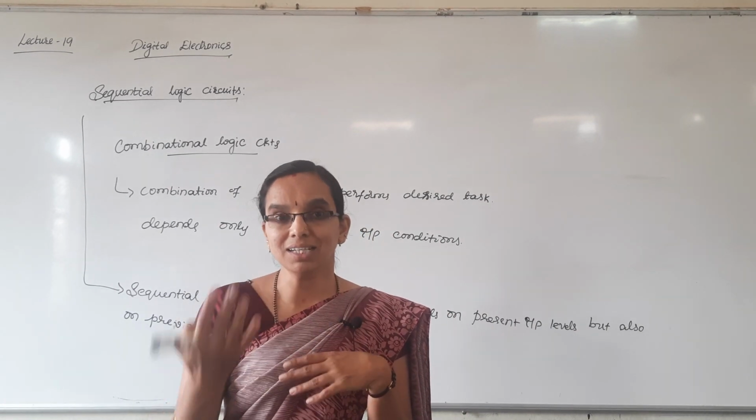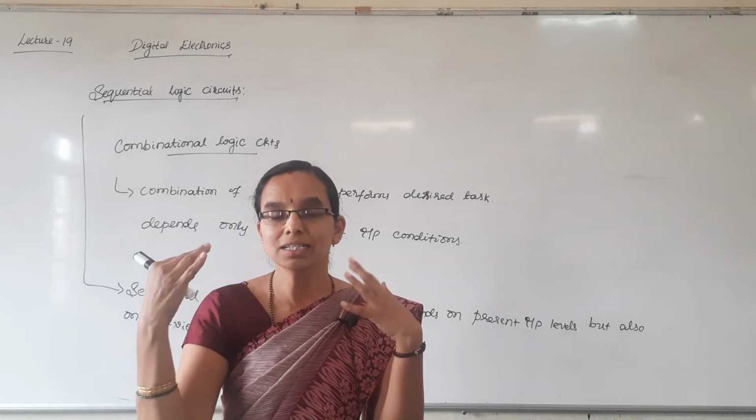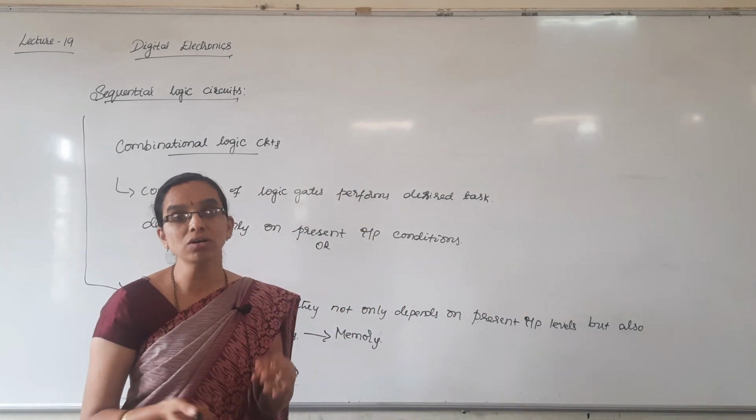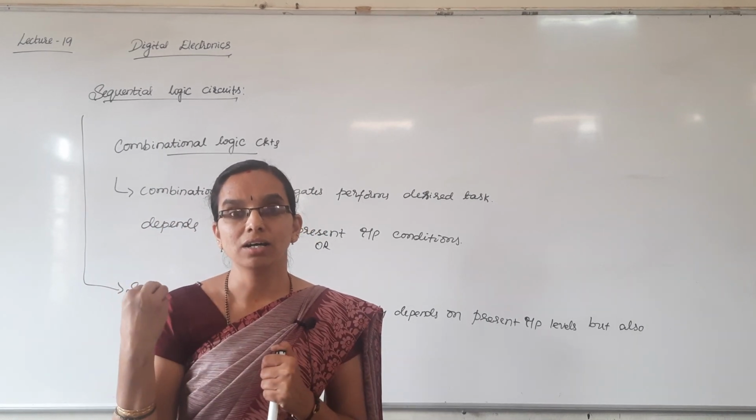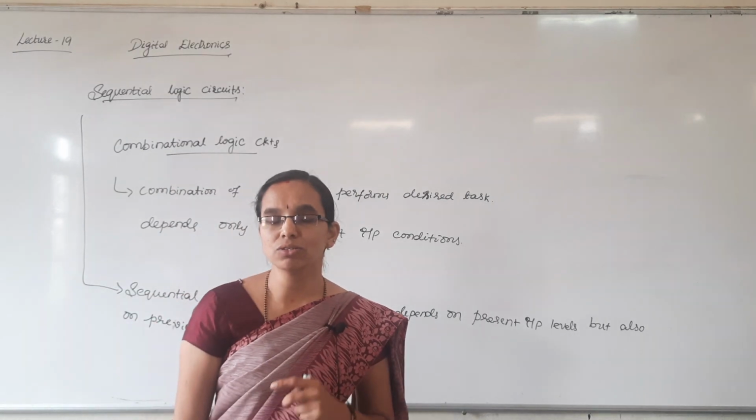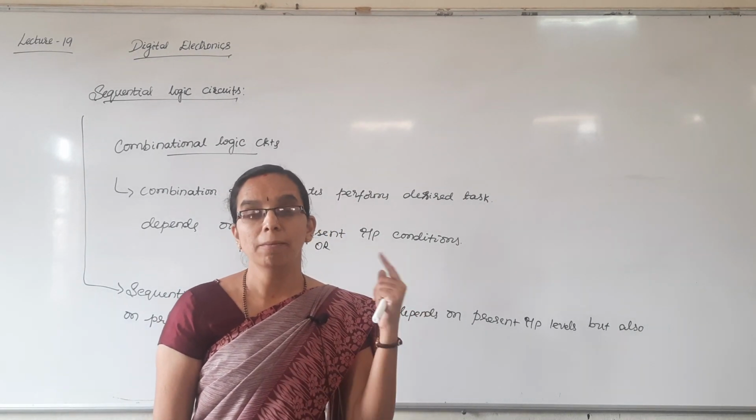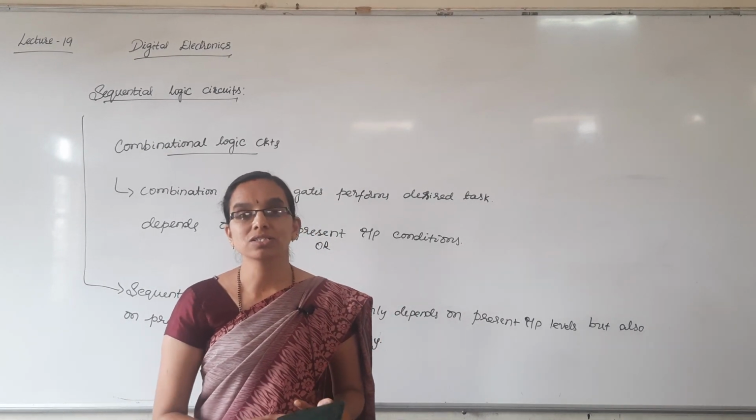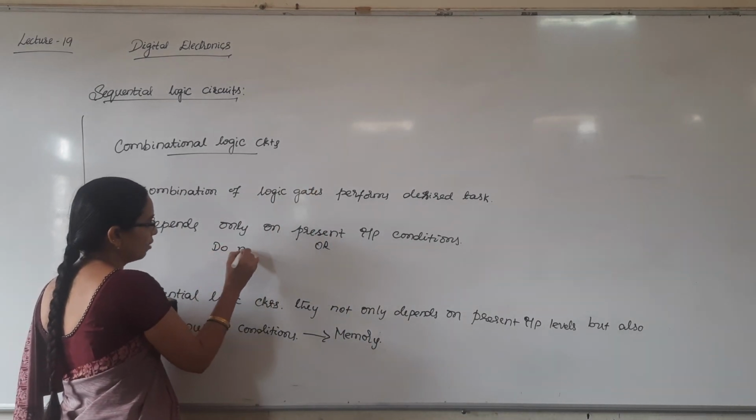For example, I will teach here, you will remember those things. You have stored that information, right? That is your memory. In the same way, logic circuits, digital circuits also remember the previous conditions of the circuit, that is called memory. Okay. So, sequential logic circuits are those which depend not only on the present input conditions, but also on the previous input conditions. So, we can say sequential logic circuits have memory, whereas combinational logic circuits do not have memory.